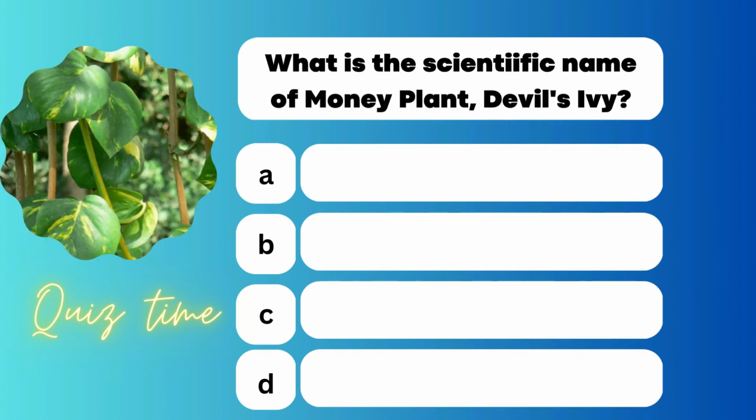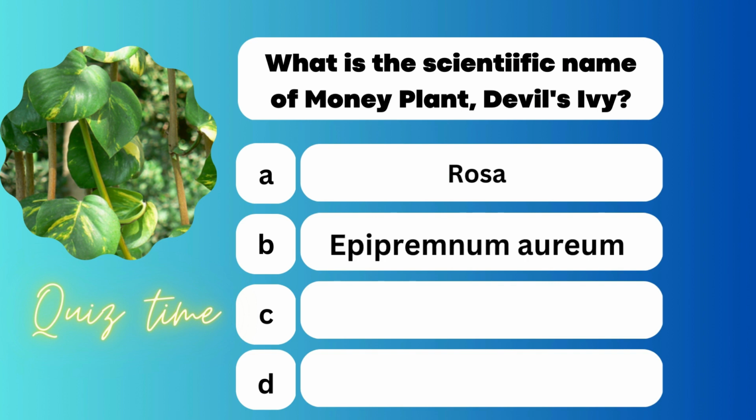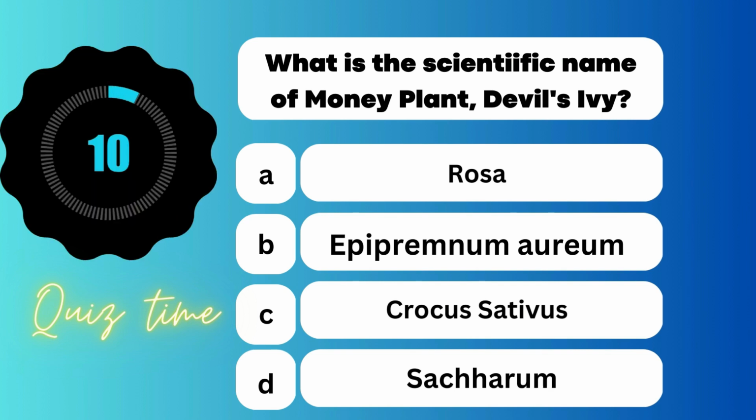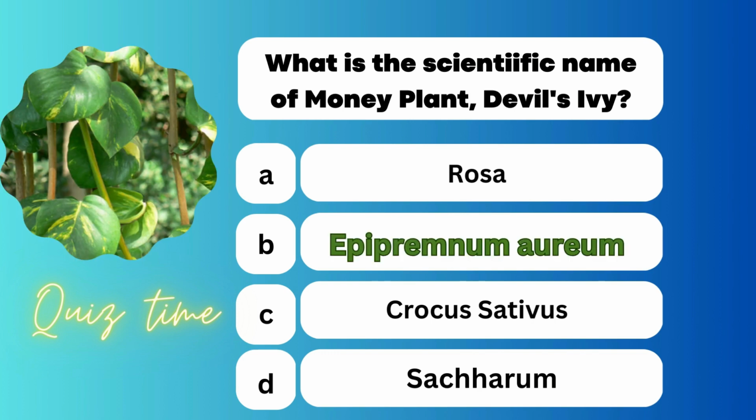What is the scientific name of money plant, devil's ivy? A. Rosa. B. Epipremnum aureum. C. Crocus sativus. D. Saccharum. The answer is B. Epipremnum aureum.